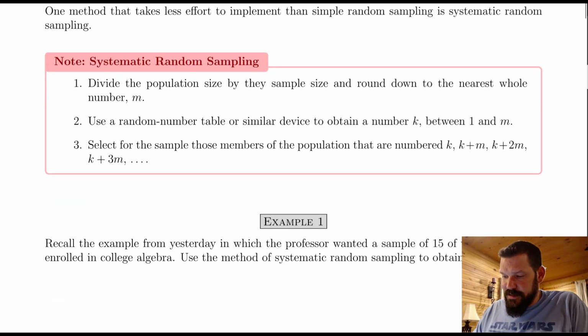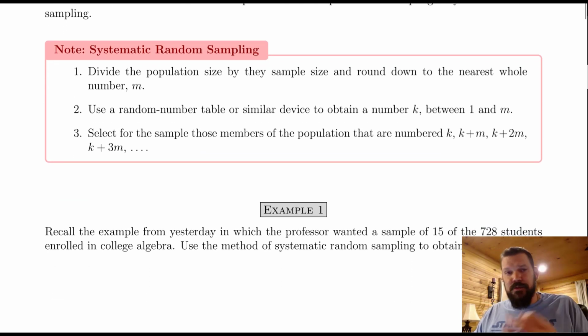If we look at the steps of systematic random sampling, you can see there's only 3 steps. Step 1, we divide the population size by the sample size that we want to obtain, and then we round down to the nearest whole number, and that gives us some number that we're going to call M. For step 2, we use a random number table. Maybe we can use Excel or we can use our calculator, and we generate a single number that we call K that's somewhere between 1 and M.